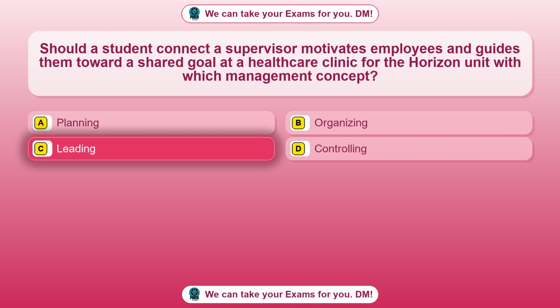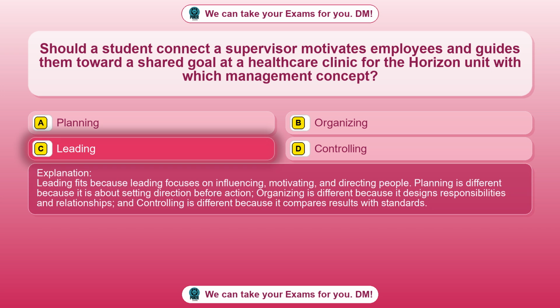The correct answer is option C, leading. Leading fits because leading focuses on influencing, motivating, and directing people. Planning is different because it is about setting direction before action. Organizing is different because it designs responsibilities and relationships, and controlling is different because it compares results with standards.